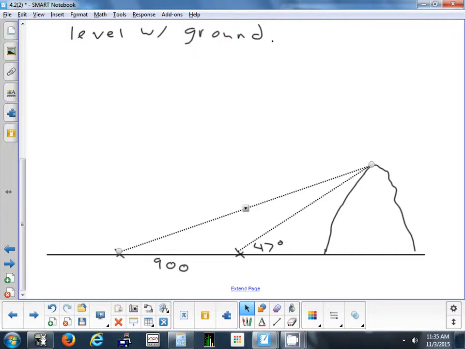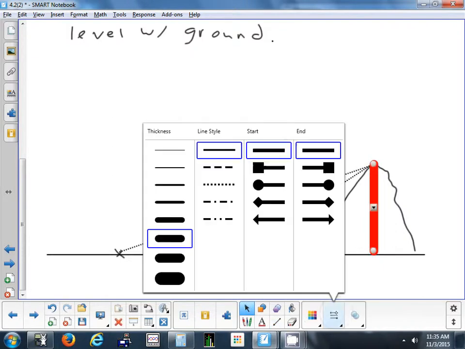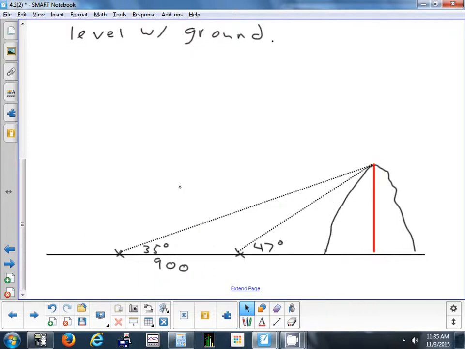Okay, and drive back 900 meters, take a sighting again, and this time, what is it, 35? And our goal is to find, it's a little thicker than I needed, the height of the mountain. Okay, that's the height, H. So that's what we really want to know, H.